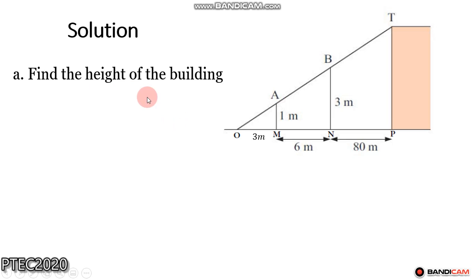So where is the height of the building? The pink color here represents the building. So the height of the building is the distance from P to T, or the length from T to P. So how do we find the length of TP?